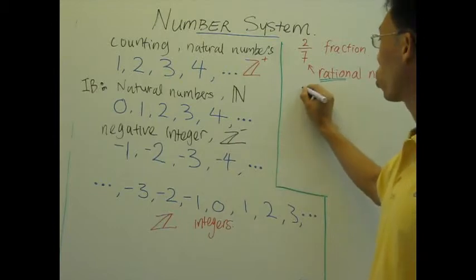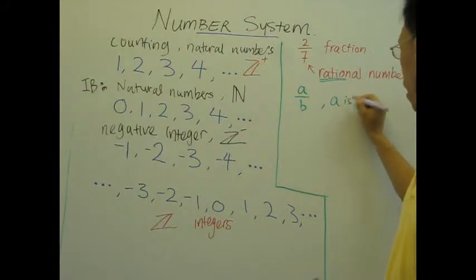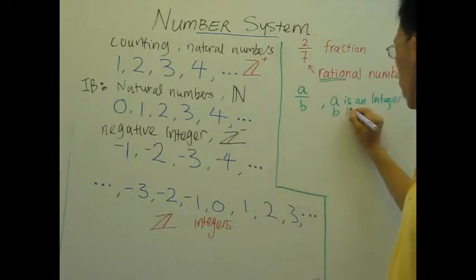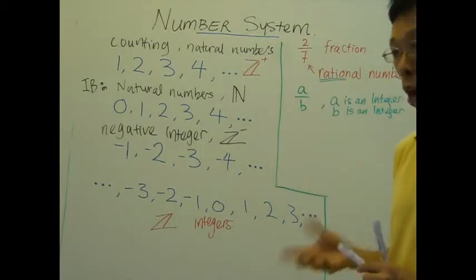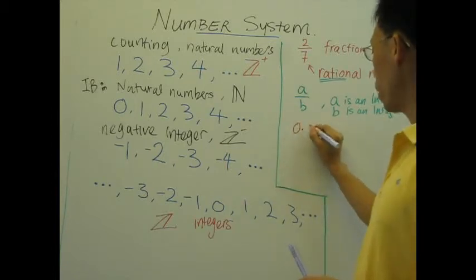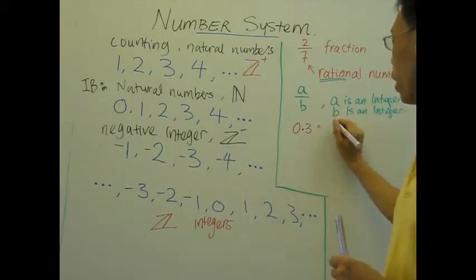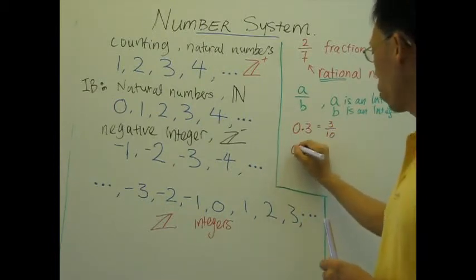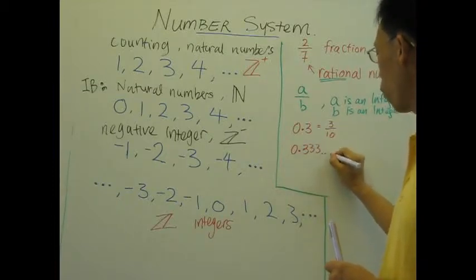A rational number is composed of A over B, where A is an integer and B as well is an integer. So here's an example, 2 over 7, a fraction of integers. Alright, how about 0.3? Is that a rational number? Well, that's also rational because 0.3 can be written as 3 over 10. How about 0.333 and repeat itself forever?